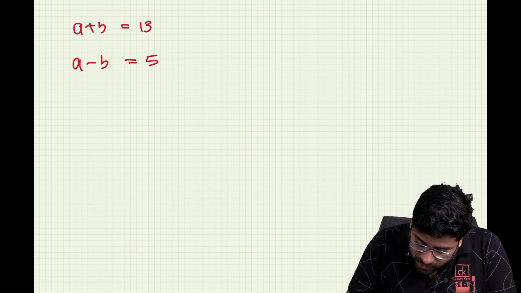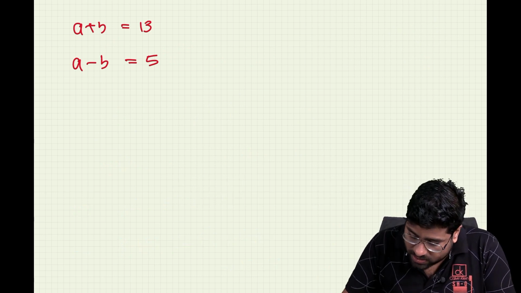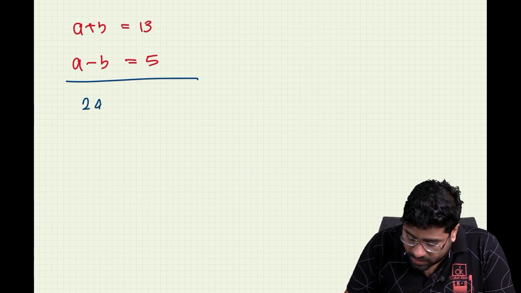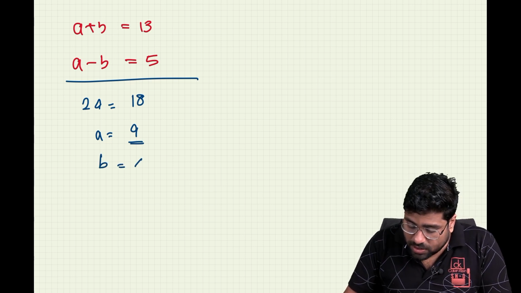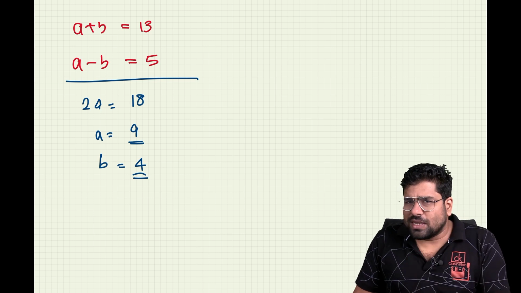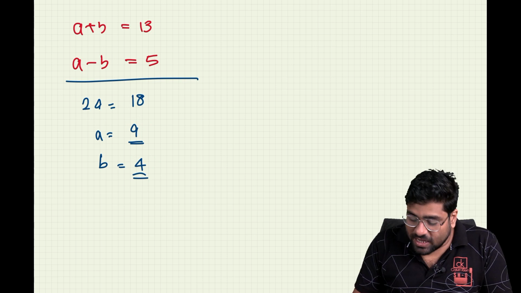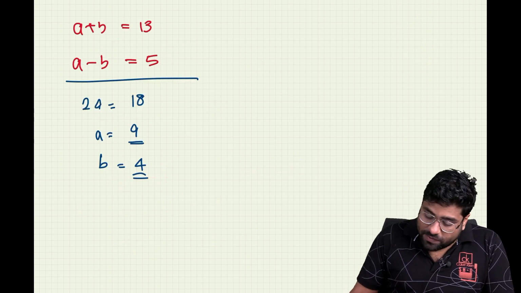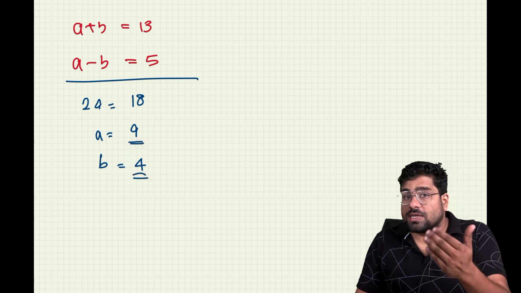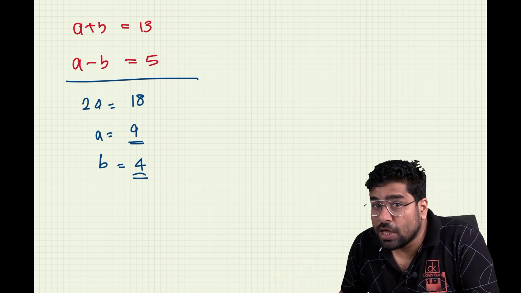So when I have a plus b is equal to 13 and a minus b is equal to 5, I can try to solve this. When I solve this, I end up getting 2a is equal to 18, and I get a is equal to 9. If a is equal to 9, I get b is equal to 4. Now these numbers, 9 as well as 4, ring a bell, because we have substituted a and b as exponents of 2 and 3, and we have got 9 and 4, which are actually squares of 3 and 2 respectively. So that gives me an idea that we might end up getting a very good answer.